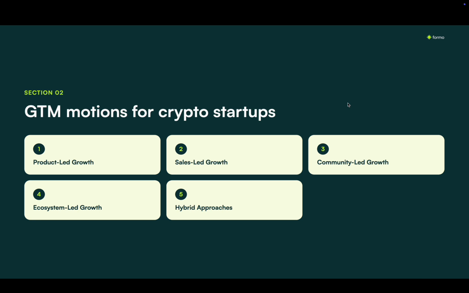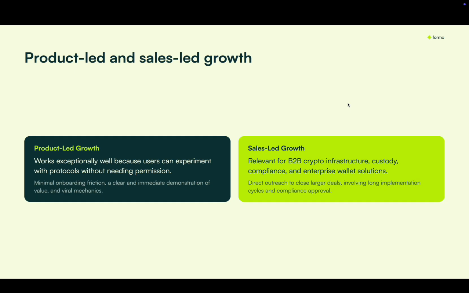Crypto startups can use 5 main approaches: product-led growth, sales-led growth, community-led growth, ecosystem-led growth, and hybrid approaches. The right motion depends on the product, customer, and type of distribution the company needs. Product-led growth works well because users can experiment with protocols without needing permission. The key is minimal onboarding friction, a clear and immediate demonstration of value, and viral mechanics.